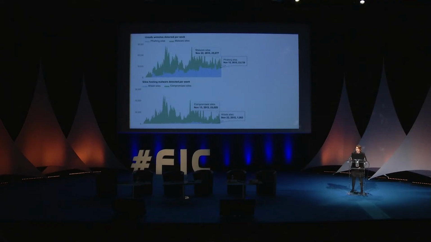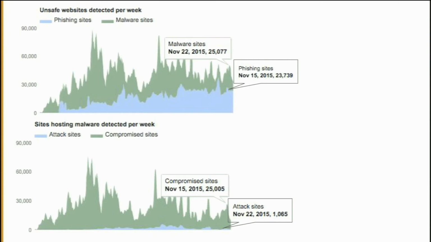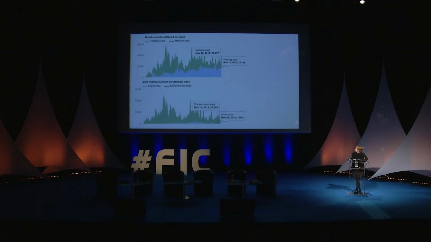Now, these two graphs show some information about the number of sites that we're detecting. The prior graph was the warnings we give, and this is about when we're detecting bad sites. The green is malware, so these are sites that are trying to install malicious programs. And the blue is phishing sites, deceptive sites that might, for example, try to pretend to be your bank in order to get your username and password. Those numbers in November 2015 were pretty equal, about 25,000 for malware and almost 24,000 for phishing.